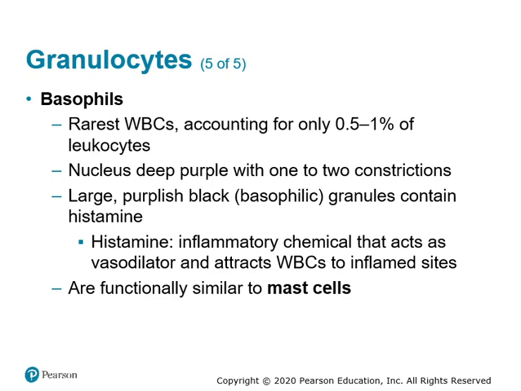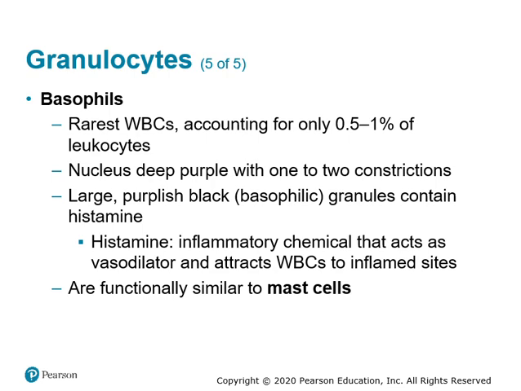Next, we're going to look at the basophils, and they're the rarest white blood cell, but they do have a nucleus that is very similar to the eosinophil. It has two constrictions or two lobes. It's occasionally U-shaped, but it's oftentimes going to be overshadowed by the large purplish black or basophilic granules, and those are going to make up much of what we see of a basophil.